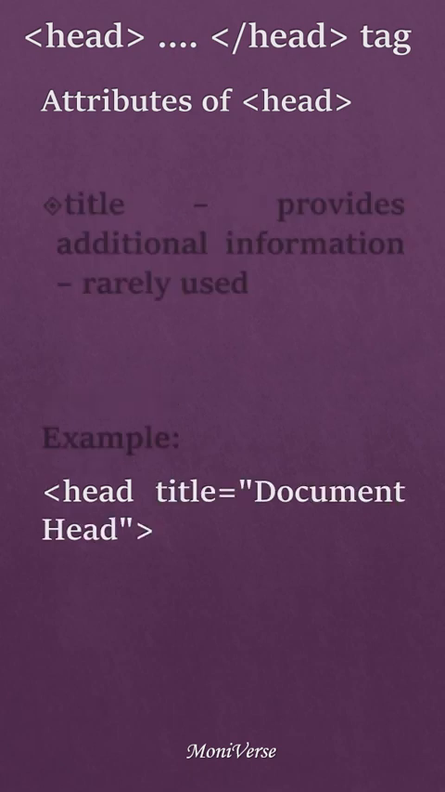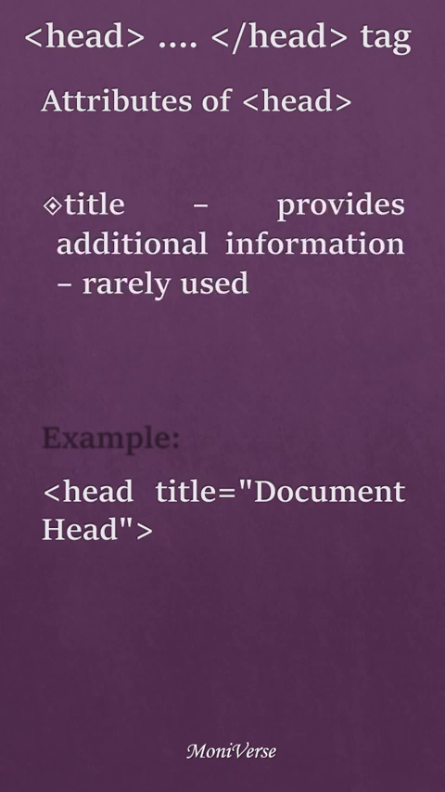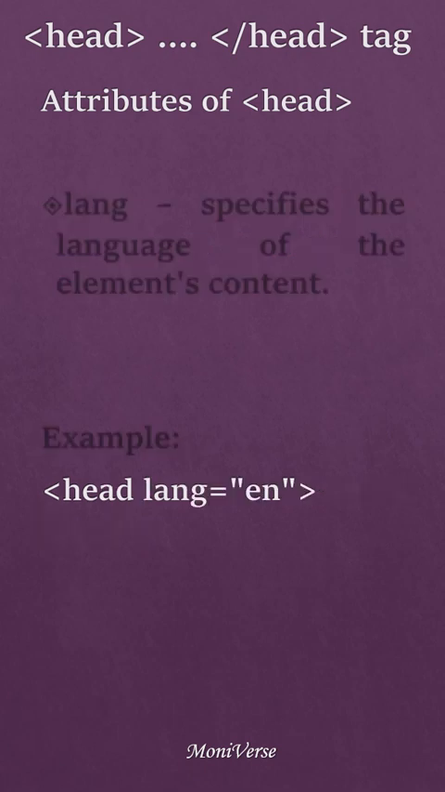The next attribute inside the head tag is the title. It provides additional information about the element for the knowledge of the programmer. So here is the example. The title given for this head tag is the document head.